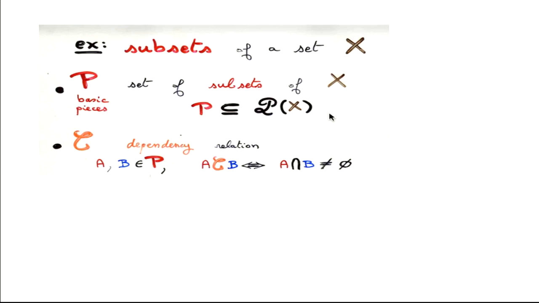So a more general example is if you take a set capital X, any set, and you take as basic pieces all the subsets of X, or a certain family of subsets, I will call this a basic piece. And then the dependency relation is: two basic pieces, two subsets, are dependent if and only if they have a non-empty intersection. So just take subsets and you are going to make heaps of all these subsets.